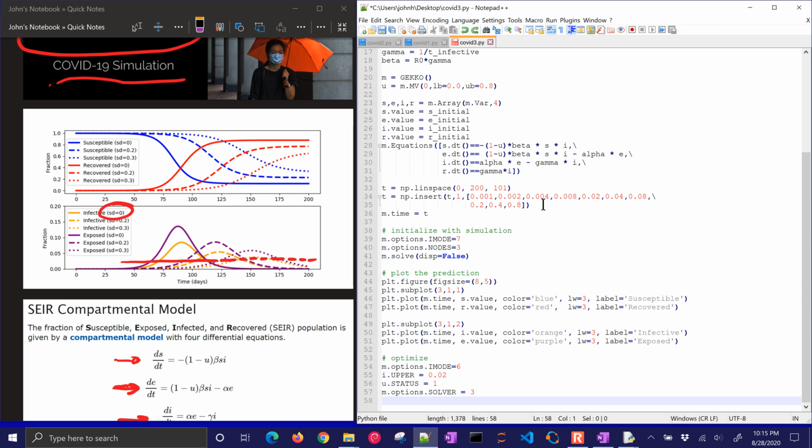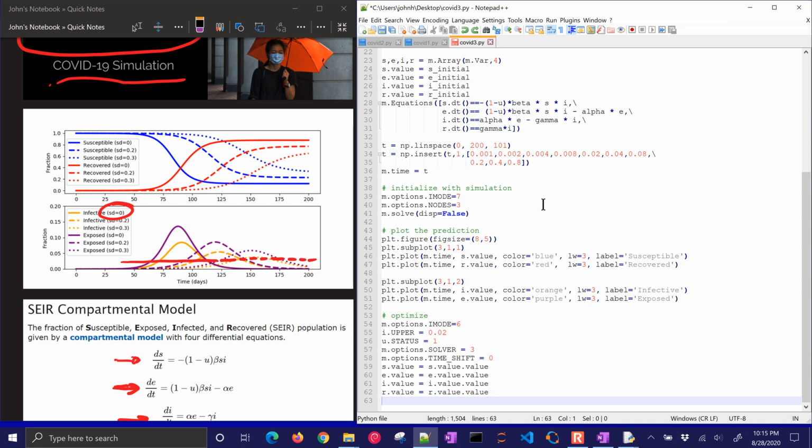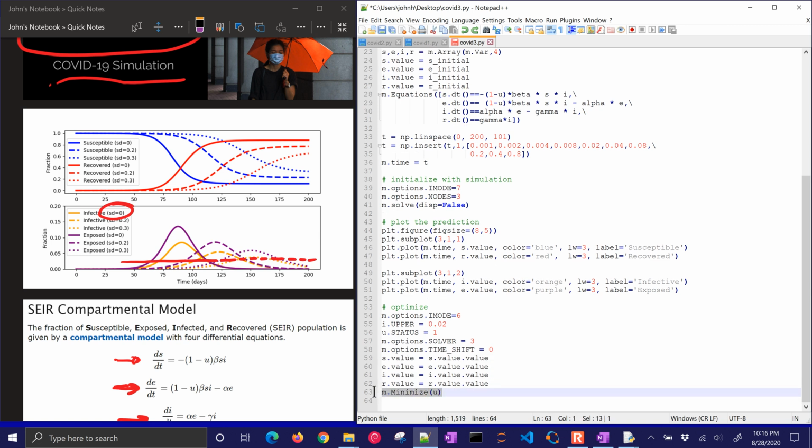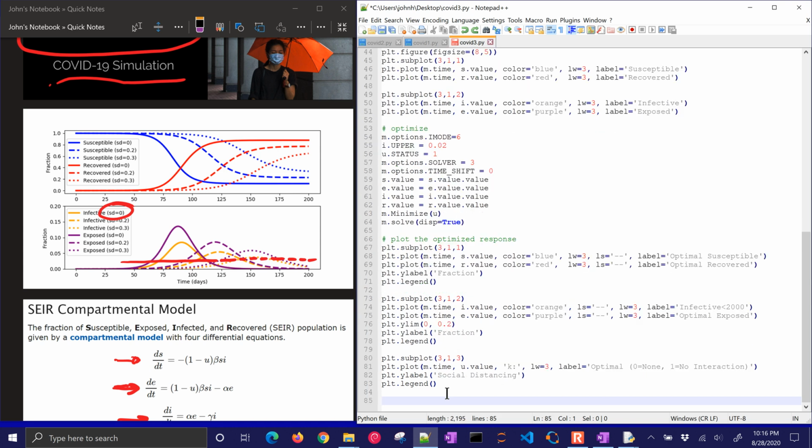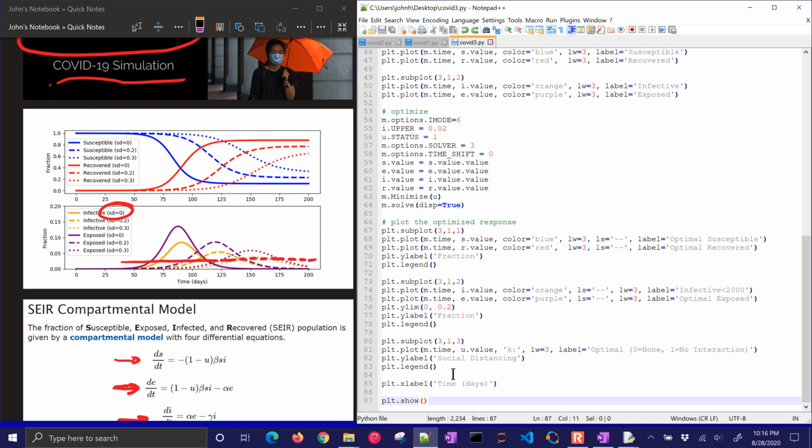All right, then I'm going to turn the U status on, meaning that the optimizer can adjust it to achieve that constraint. And then I also need to grab the values from the simulation, and so I do that here. And then I also want to minimize U. So I want to minimize the social distancing measures because those cause economic damage, they cause disruption. So I want to try to minimize that while still maintaining under this infective fraction of the population. Okay, so there's our optimization problem. All right, and then I'll solve it and then plot the optimized values and show the plot.